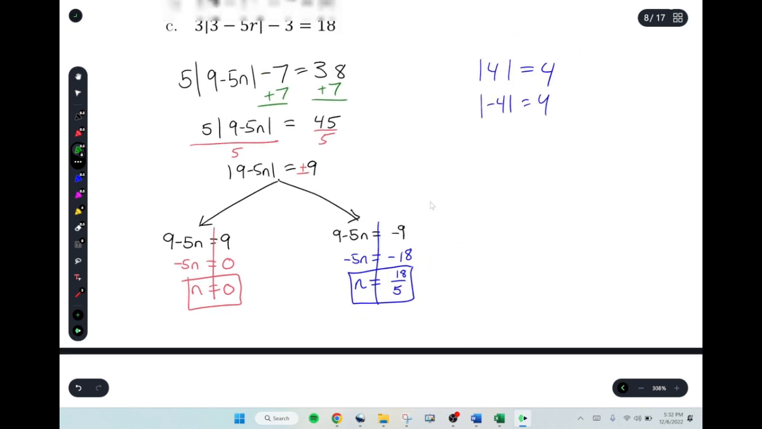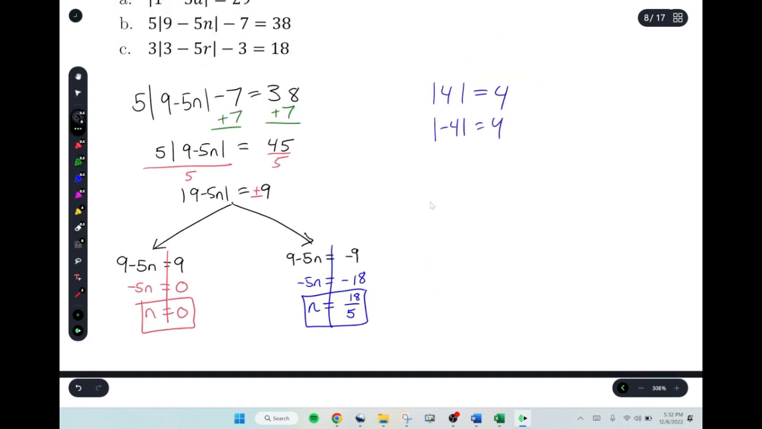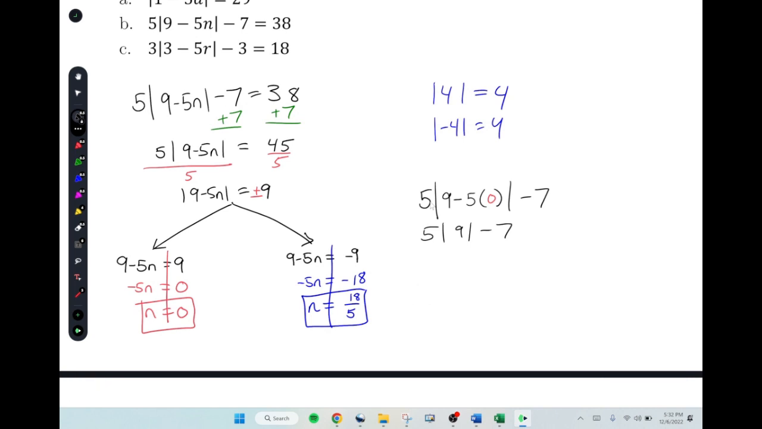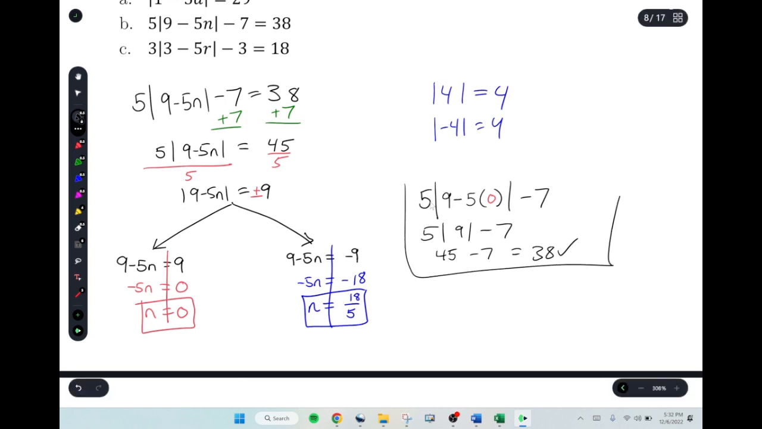Do I trust myself right now? Heck no, I don't trust myself. Watch this. 5, big old absolute value sign, 9 minus 5 times... Which one are you going to try first, red or blue? Yeah, 0 is actually easier. Good call. Bracket minus 7. 5 times the absolute value of 9 minus 7. What's the absolute value of 9? 9. So 45 minus 7. Better be 38. Check. It worked. Let me check the other one.